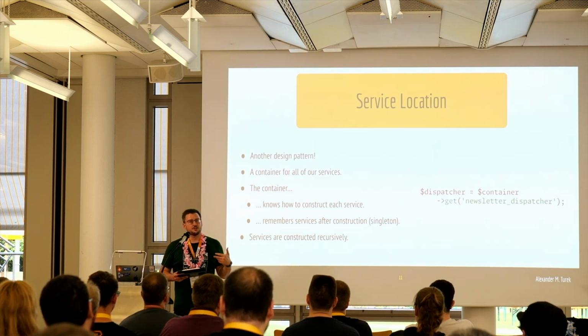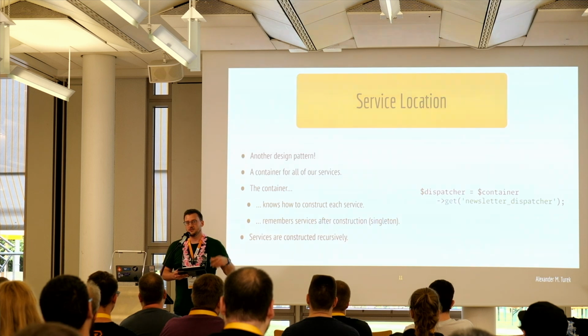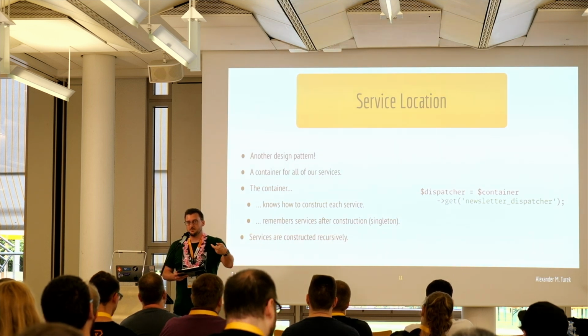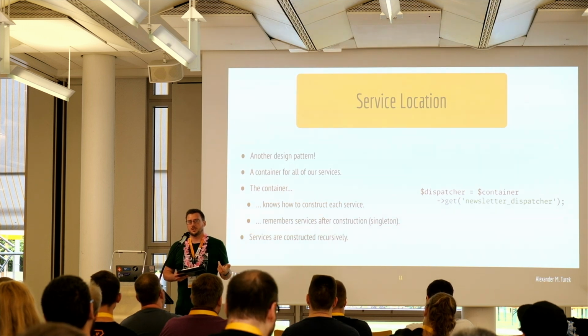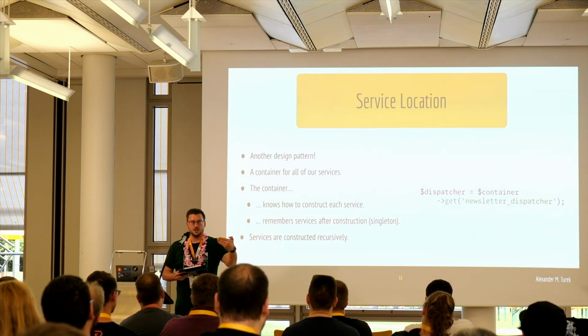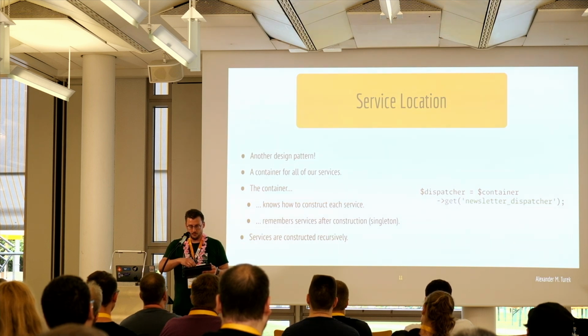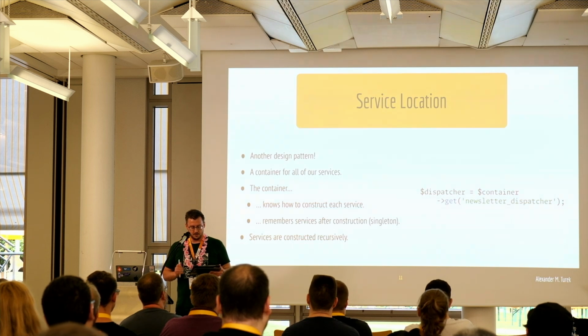And when I ask the container a second time for this newsletter dispatcher, then ideally it will give me the already constructed one. So it remembers what it has constructed already and gives me this object. This is a singleton mechanism in this case. This makes my life a bit easier, because now I can say, dear container, give me my newsletter dispatcher.